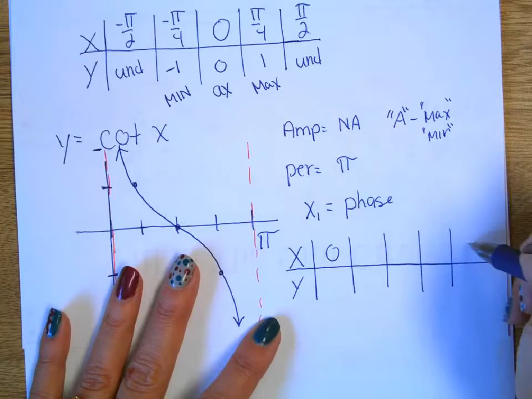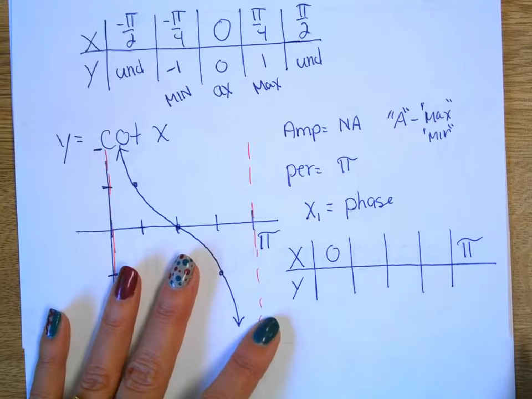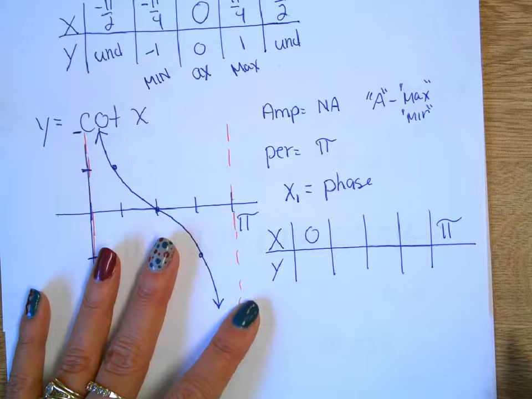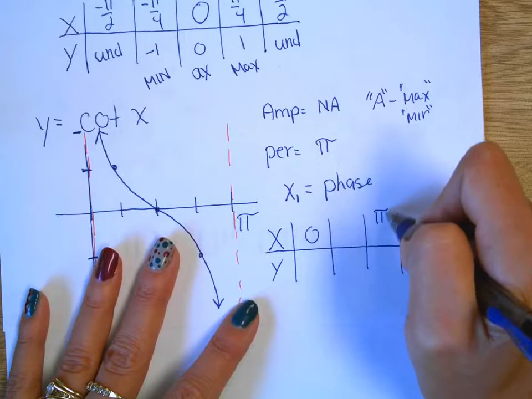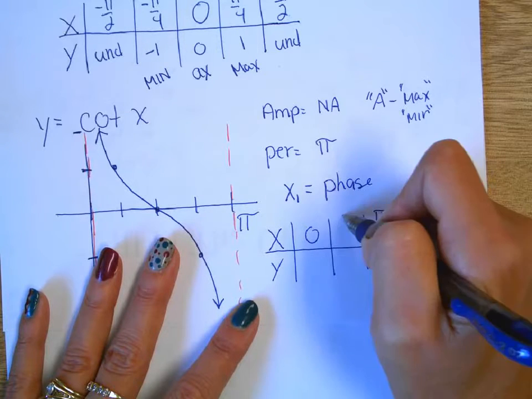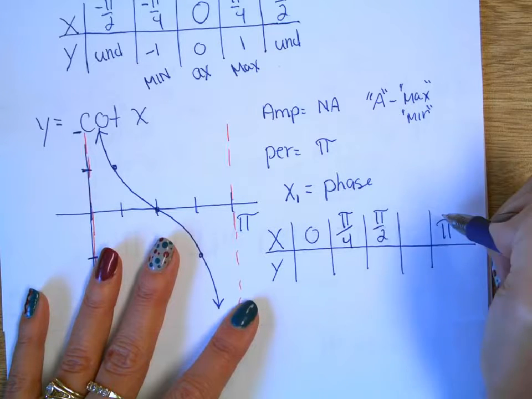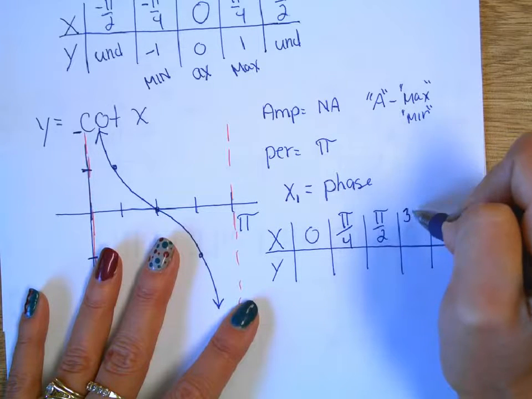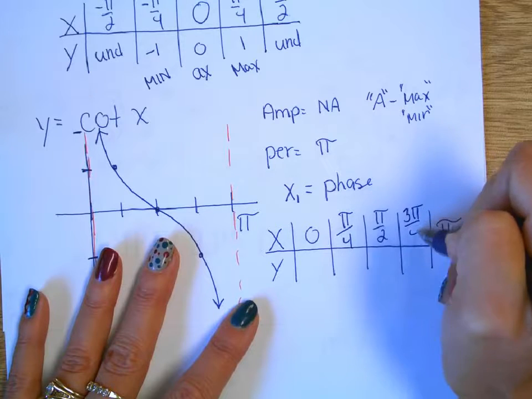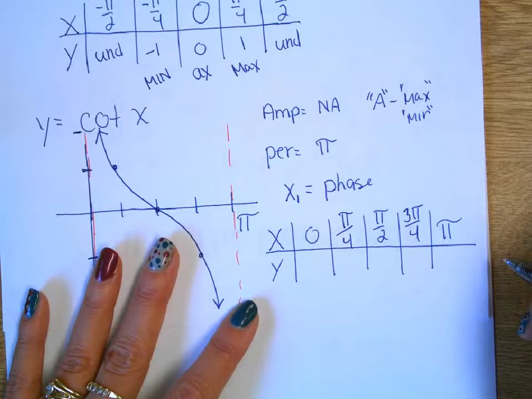X, y. So we're going 0 to pi. The period is shorter for tangent and cotangent. So what does that put in the middle? Pi over 2. Then pi over 4, and then 3 pi over 4. 1/4, 1/2, 3/4.